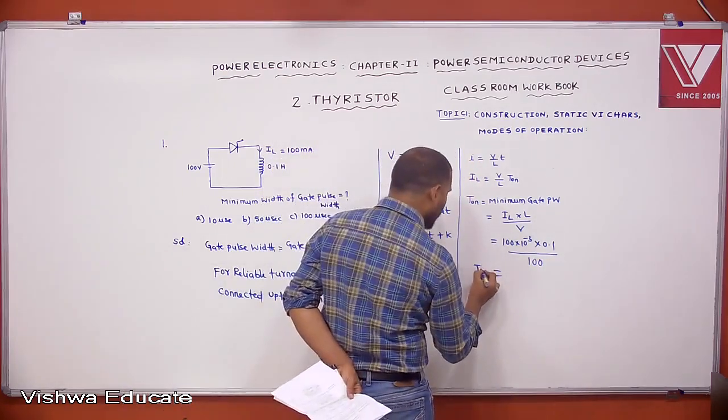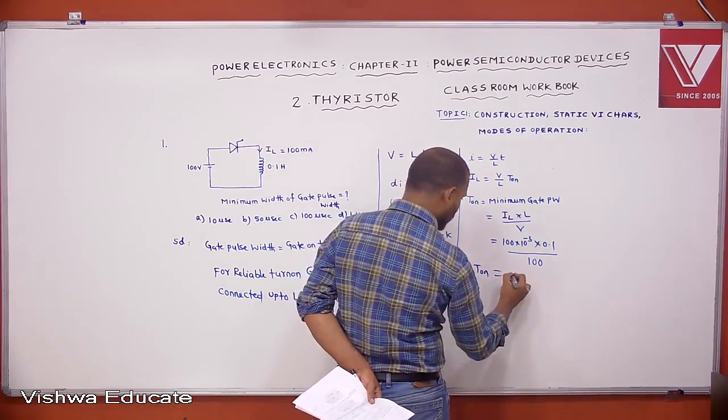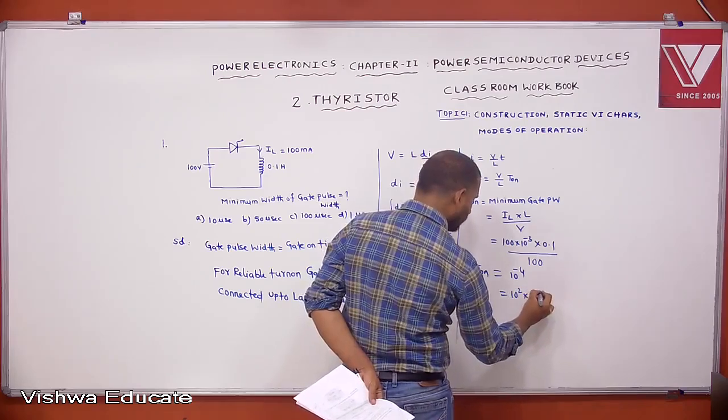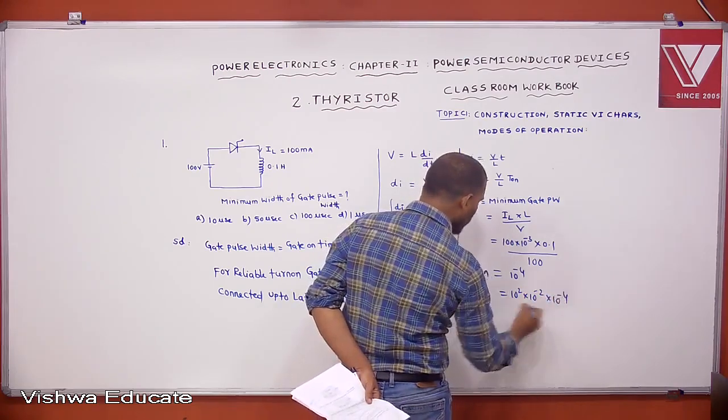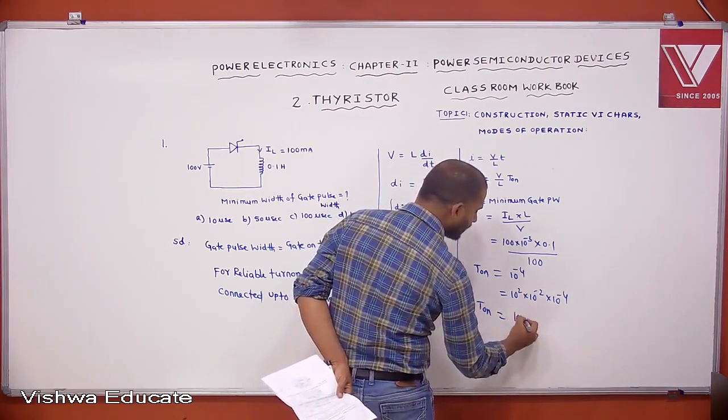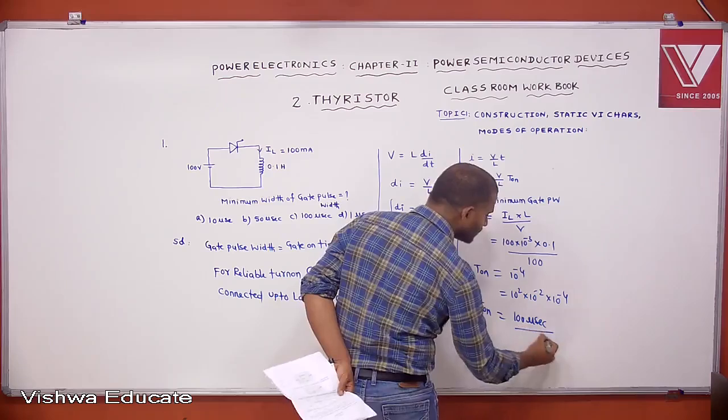Then what is the minimum gate pulse width? T on equal to 10 to the power of minus 4. Shall I write like this? 10 square into 10 power minus 2 into 10 power minus 4. This is written as 100 microseconds.